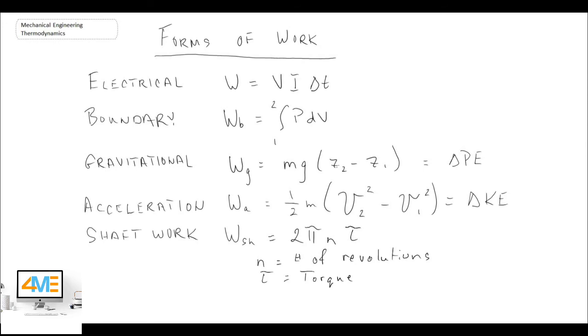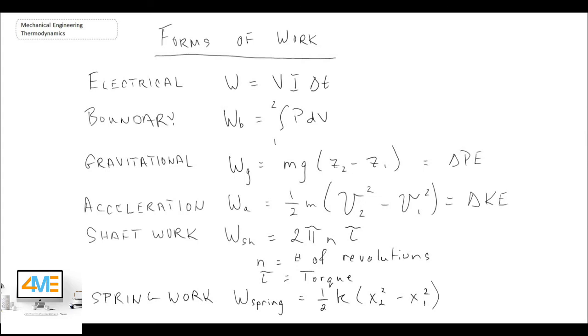A final form of work that we'll talk about is spring work. And that would be where you're doing work by extending a spring. And so the work for that can be expressed in terms of the spring constant. And x2 and x1 would denote the final and the initial position of the spring. And note that it is squared in this equation.